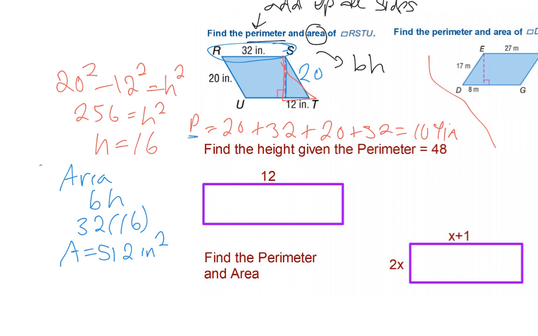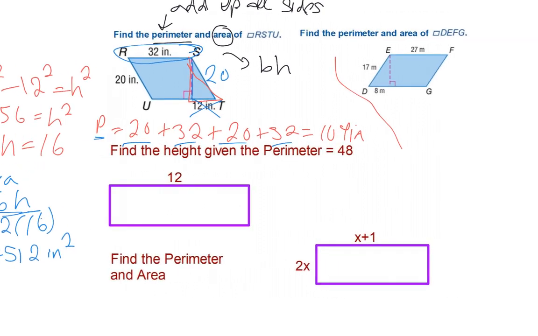Remember, for perimeter, you add up all the sides. It has to be complete sides, so don't use this 12 on this one. And for the area, you need to multiply base and height together to find the area in any parallelogram.